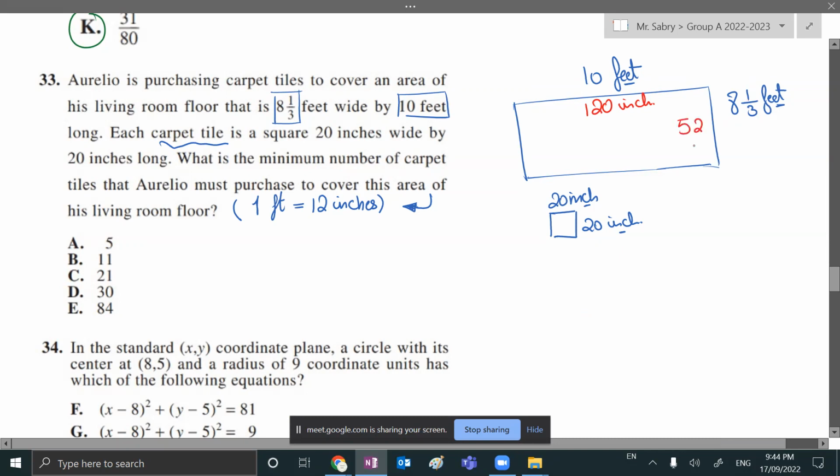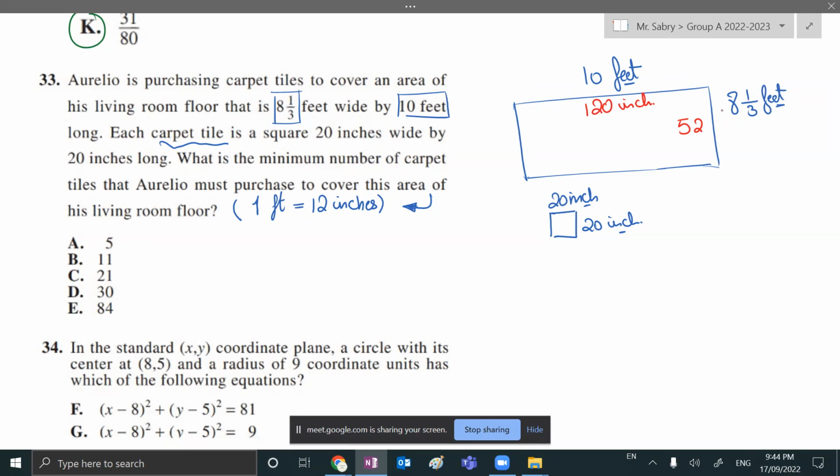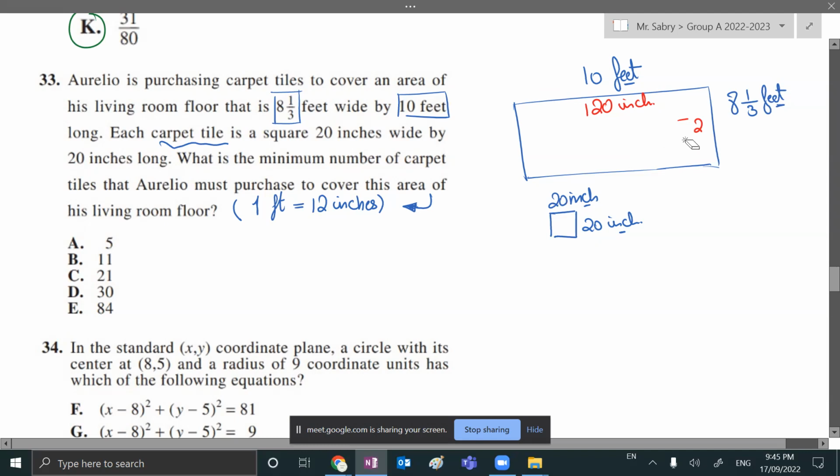Is that correct? Let me quickly calculate that. 8 and then 1/3 times 12 is 100. I did not calculate that one right. So that's 100 inches. So I got everything now in inches. 8.333.